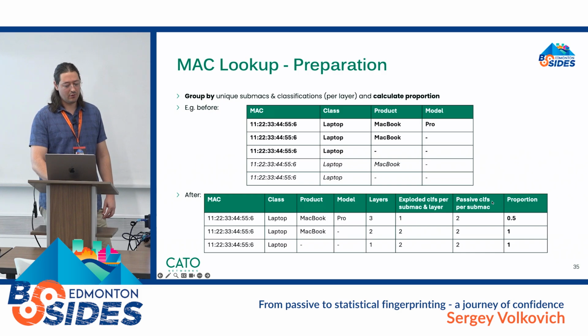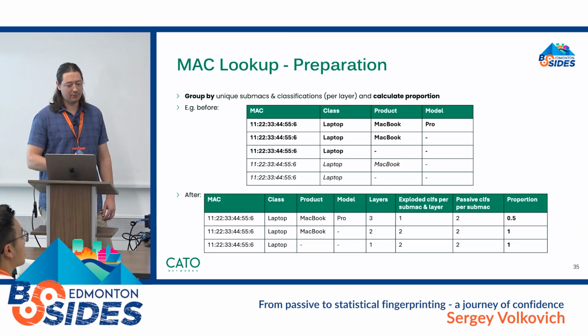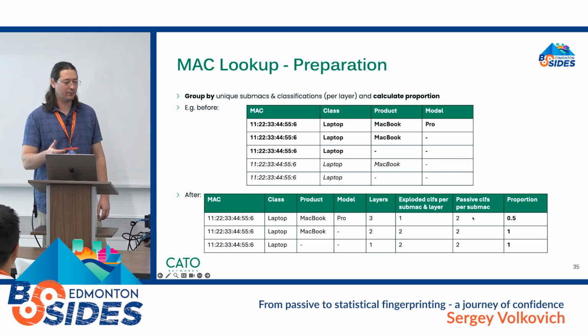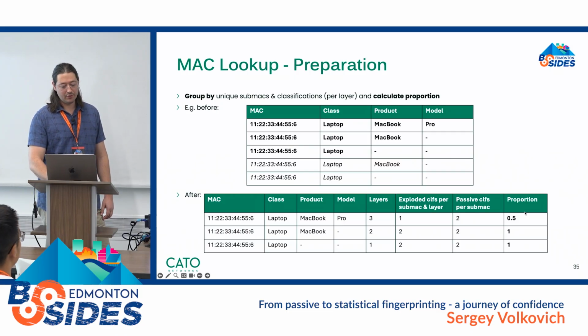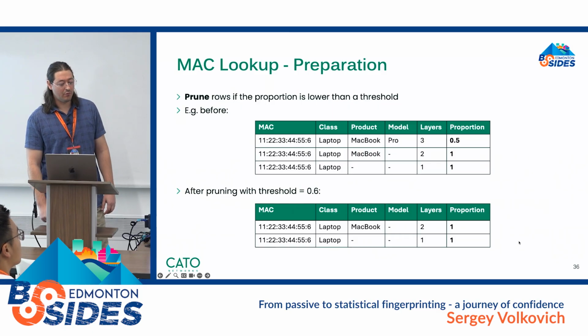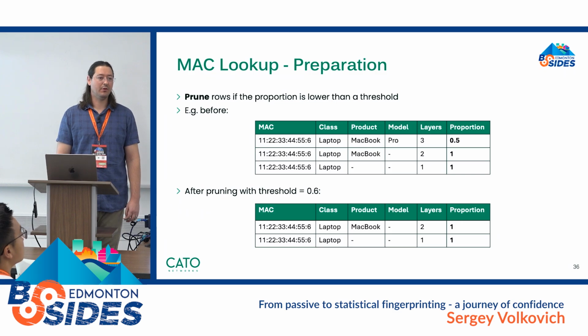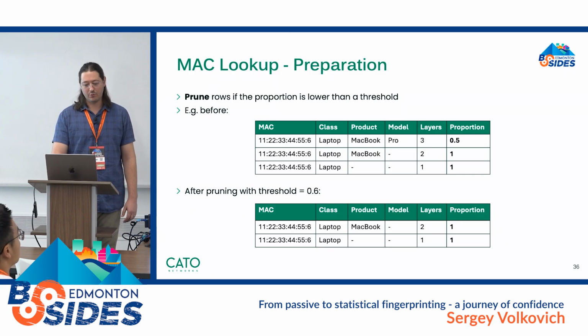We also add a row of the number of passive classifications for this specific sub-MAC. So this is based basically on the original data. And in this case, we have exactly 2 rows for these sub-MACs. The proportion is then the division between the exploded classifications and the passive classifications. So 1/2 gives us a half, 2/2 gives us 1. We prune again. This time we remove rows that have too low a proportion. So for example, if our threshold for pruning is 0.6, we will remove the first row.